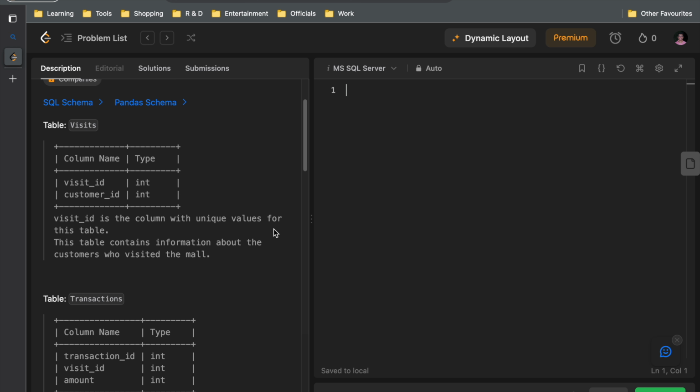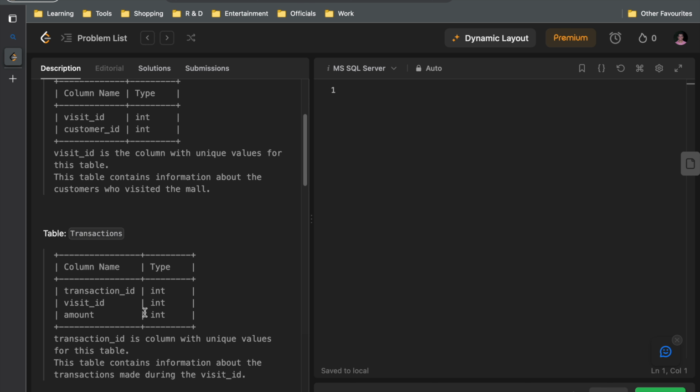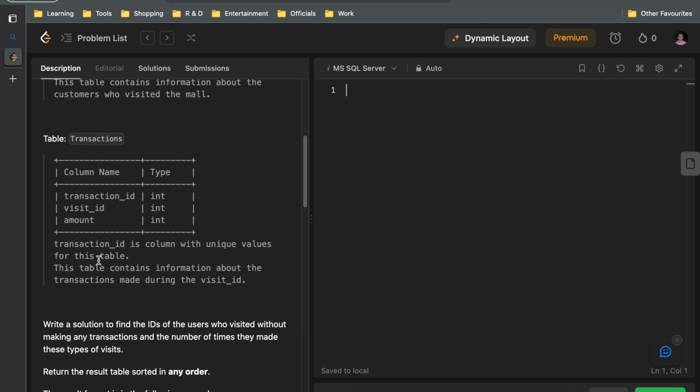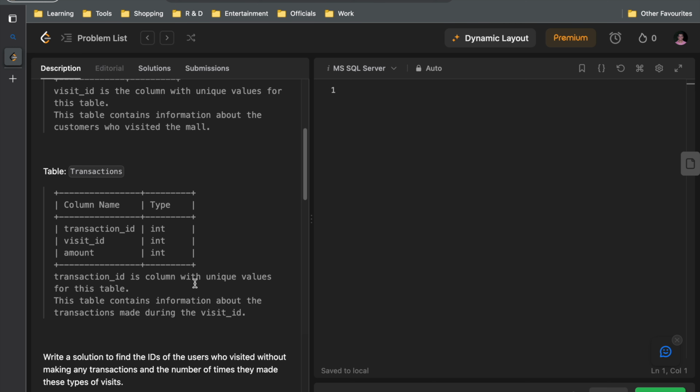So what we have are the visits and transactions tables. Quickly going through them: visit_id is a column with unique values, and this table contains information about customers who visited the mall. transaction_id is a column with unique values. This table contains information about the transactions made during a visit_id.